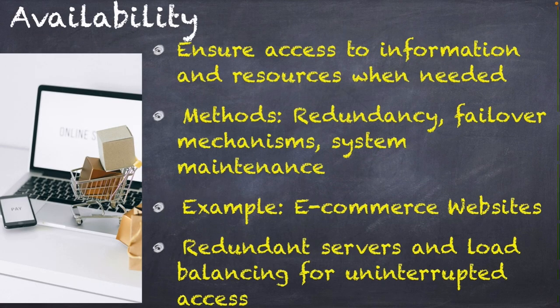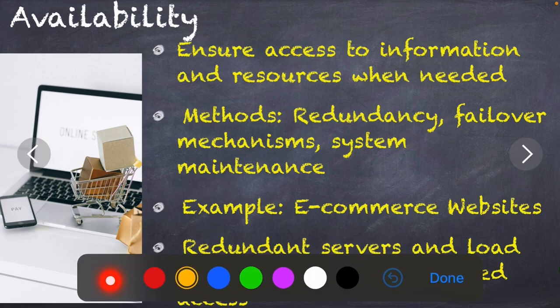Then next is availability. It ensures access to information and resources when needed. This principle ensures that information and resources are accessible when needed. In other words, systems, networks, and applications should be up and running at all times, and authorized users should be able to access the data whenever required. So what are the methods? Redundancy, failover mechanism, system maintenance, etc.